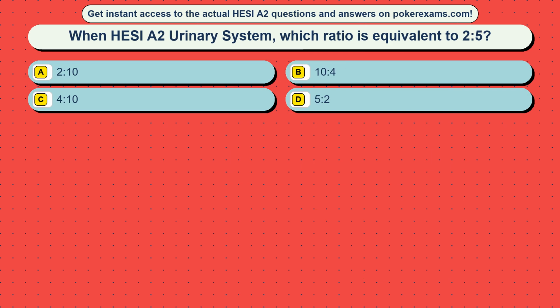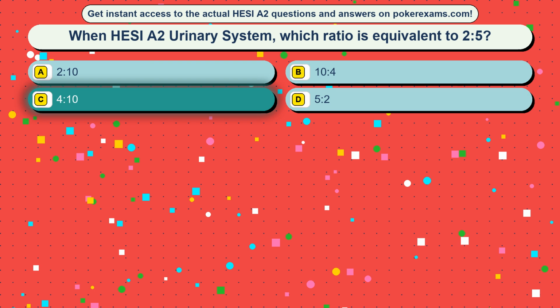Question 19. When HESI A2 urinary system, which ratio is equivalent to 2:5? Option A, 2:10. Option B, 10:4. Option C, 4:10. Option D, 5:2. The correct answer is option C, 4:10.